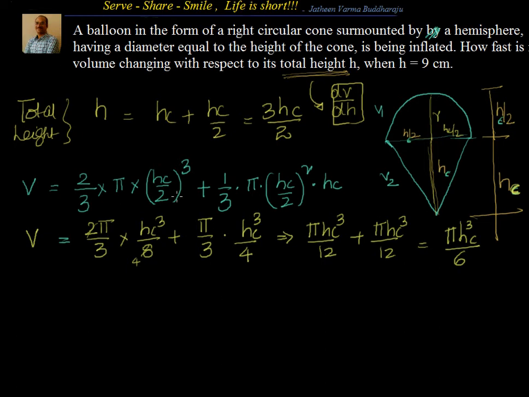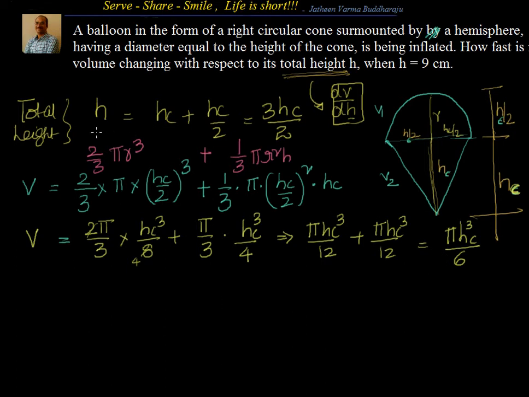So the total volume is nothing but equal to volume of the hemisphere plus volume of the cone. Volume of the hemisphere is 2 by 3 pi r cube. What's the formula we have used here? 2 by 3 pi r cube plus 1/3 pi r square h. So r is hc by 2 and h is hc. So we got the volume in terms of hc, but we are interested in h.